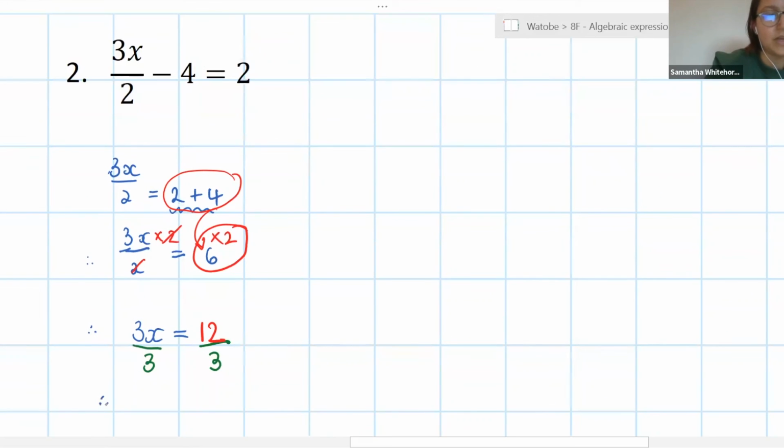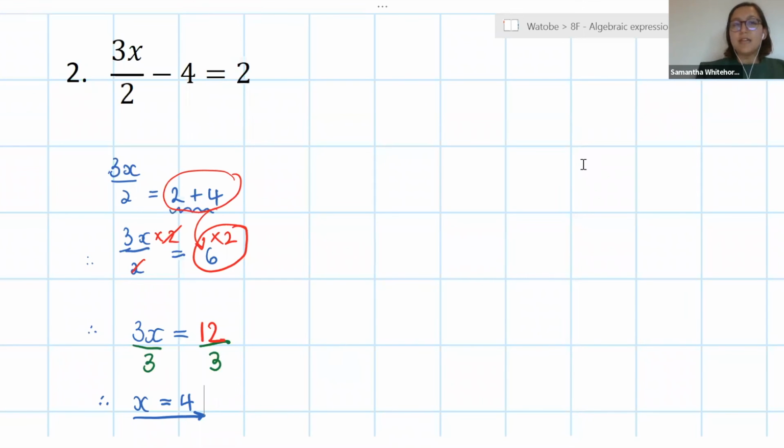Awesome. So what is 12 divided by 3? Can you tell me? 12 divided by 3 is 4. Awesome. Well done. Right, exactly. So x is equal to 4. Now I'm going to go through it again. So if you have a hand up or if you're feeling confused, you need to listen up.